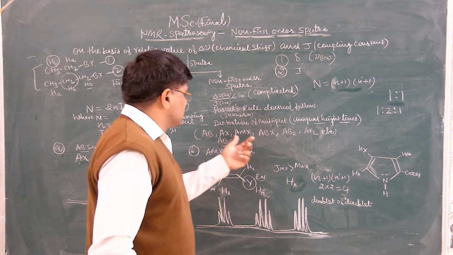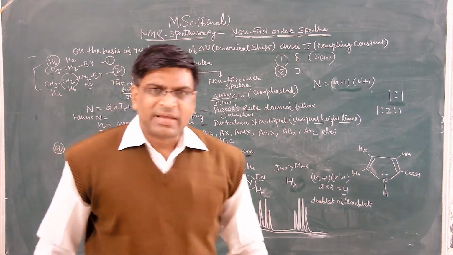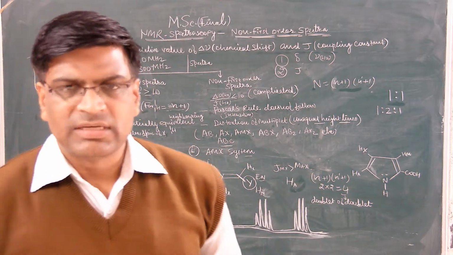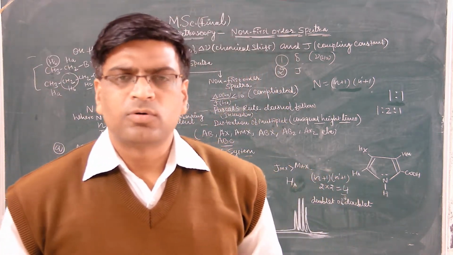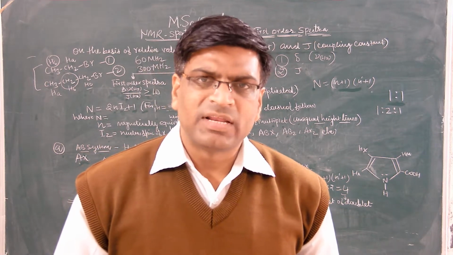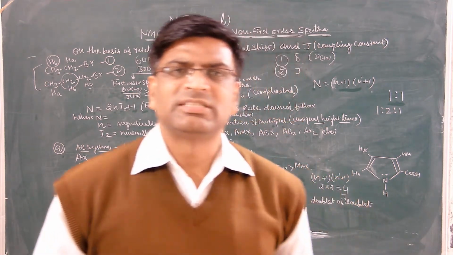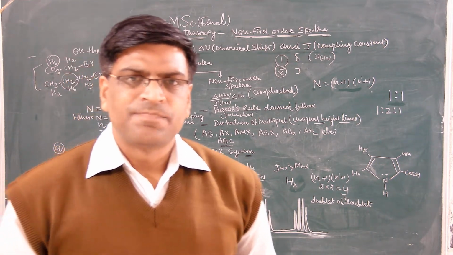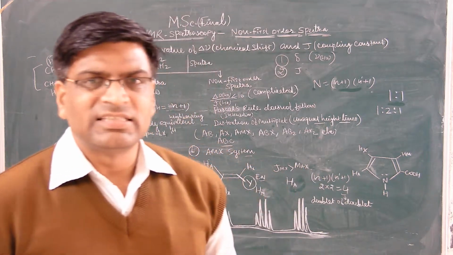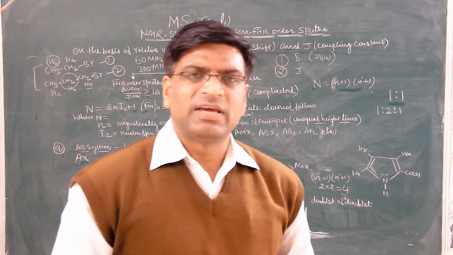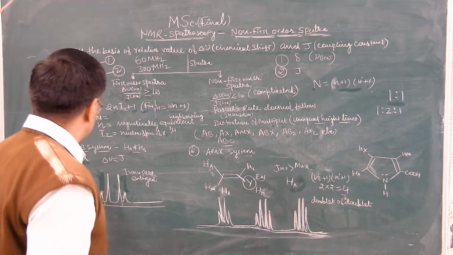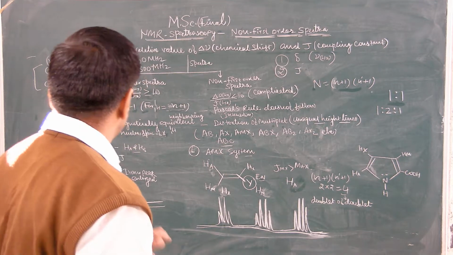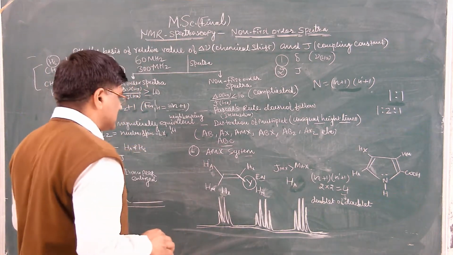These categories of systems are based on the values of chemical shifts for the different types of protons. If the chemical shift values for two protons are very close to each other, then that type of system is called an AB system. And when the difference in the chemical shift values of the two protons is very great, then this type of system is called an AX system. Is it clear? Which is the AB system and which is the AX system?